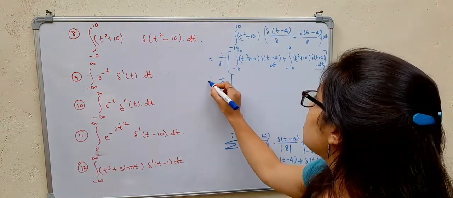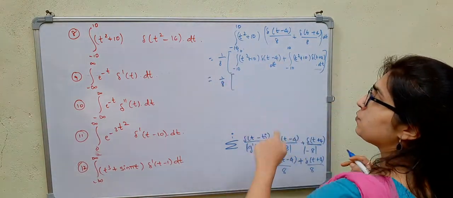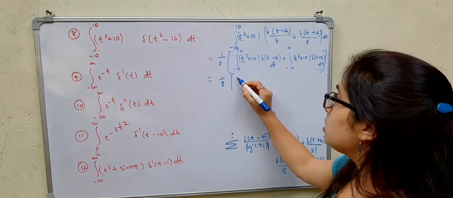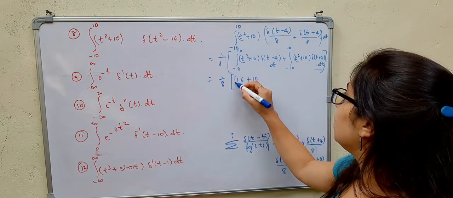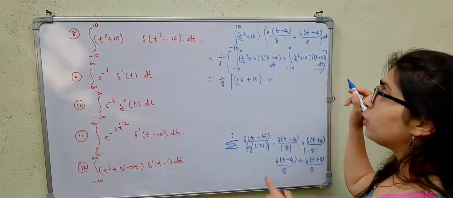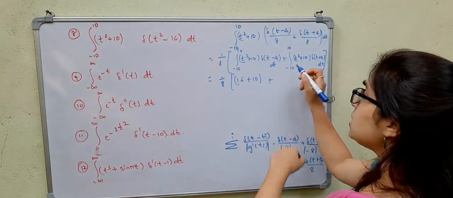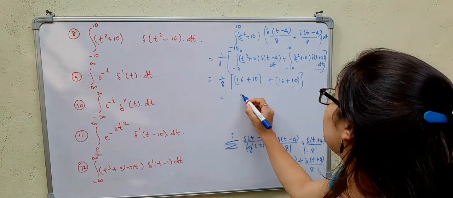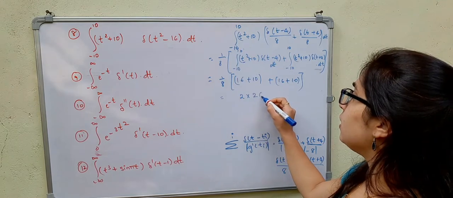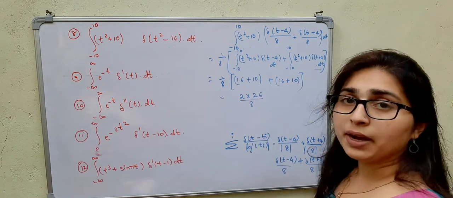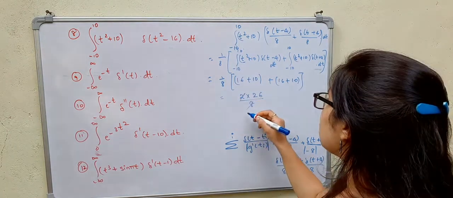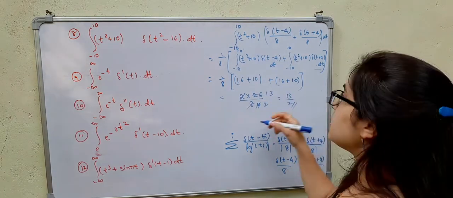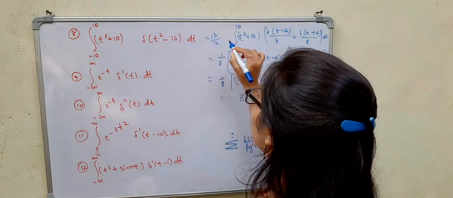1 by 8. Delta of t minus 4 means t is equal to 4, so I will substitute here. 4 4s are 16 plus 10. Then here again t is equal to minus 4. Minus 4 whole square will be 16 plus 10. So this will be 2 into 16 plus 10, that is 26, divided by 8. So we can consider this as 13 by 2. So the answer will be 13 by 2 for this.